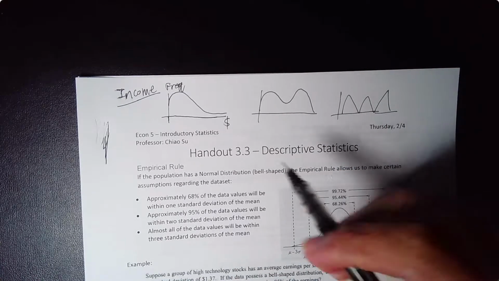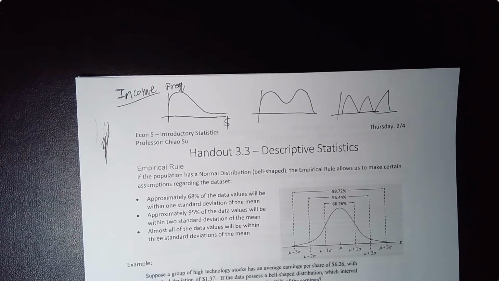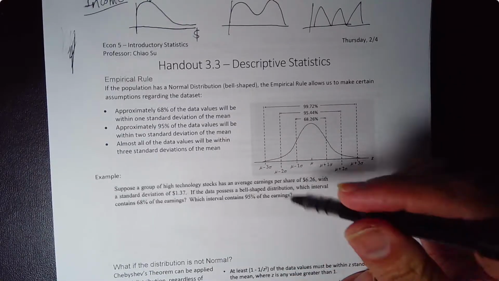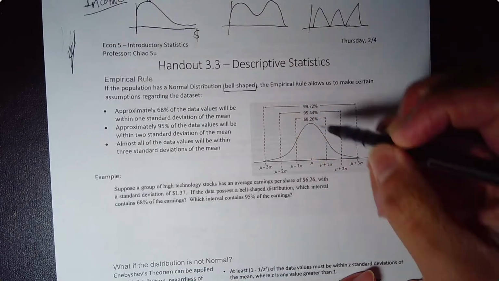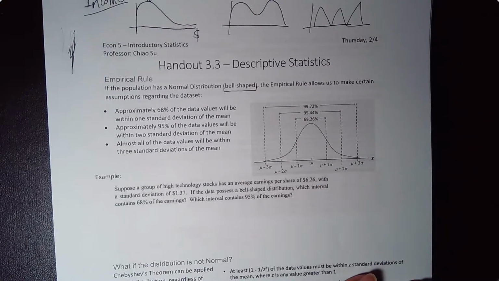Now, if you have any of these weird looking distributions, we are limited in what we can conclude or what kind of information we can get. However, if the distribution is normal, or basically bell shaped, like a bell, this curve here, we call it a normal distribution or bell shaped distribution. Then we have the empirical rule that allows us to make certain assumptions regarding the data set.